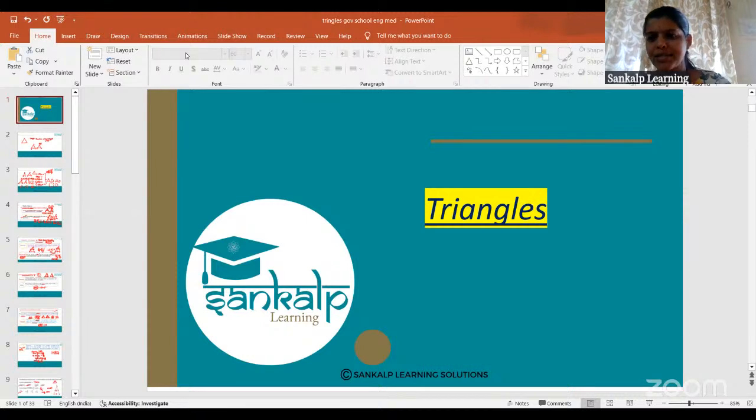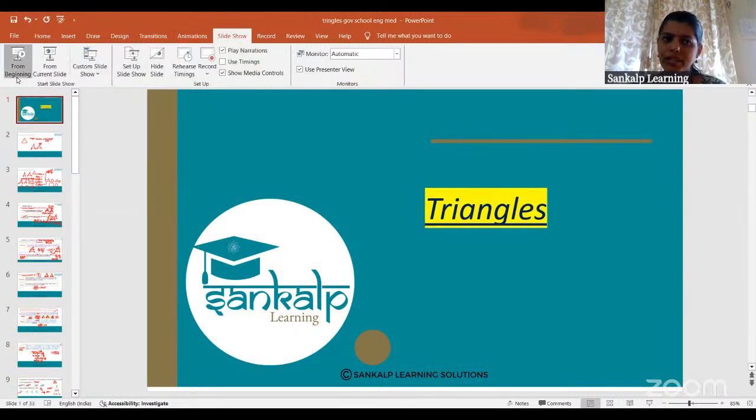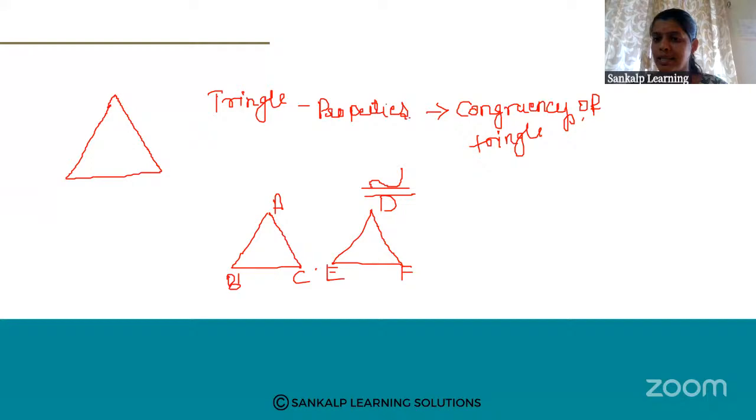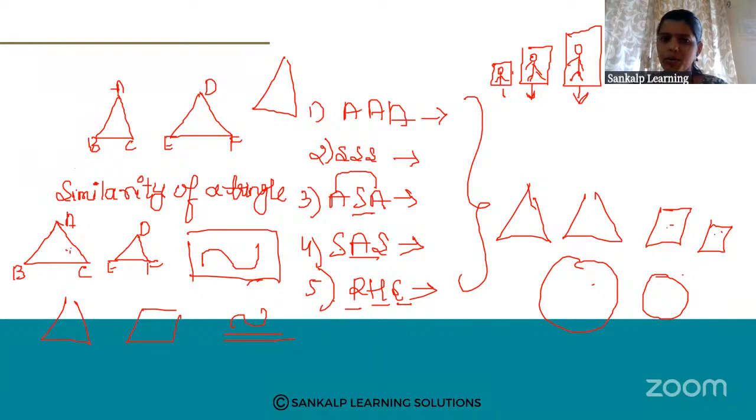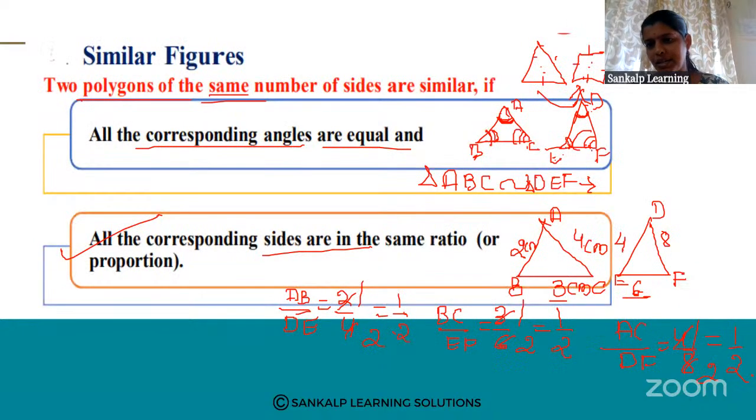Yes, dear students, in the last class we started the topic triangles, right? We also saw some examples, MCQs and 2 marks questions. Today, we will start with the next questions, that is 3 marks, 4 marks and 5 marks questions, okay? In this topic, we are going to study similar figures.